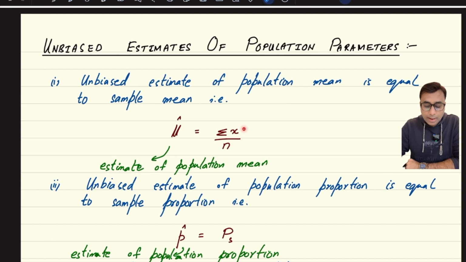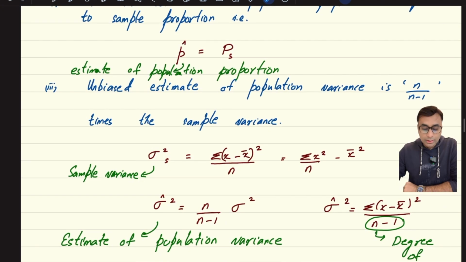If I have a sample data, then I can use the mean of the sample data as an unbiased estimate of the population mean. Similarly, if I use sample data to calculate the variance of the sample, that itself will not be equal to the unbiased estimate of the population variance. So I will use the sample variance and multiply it by n upon n minus 1, where n is again the sample size. I will get the unbiased estimate of the population variance.